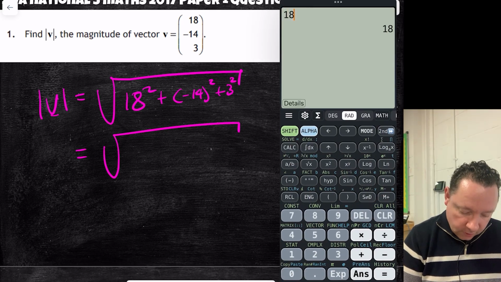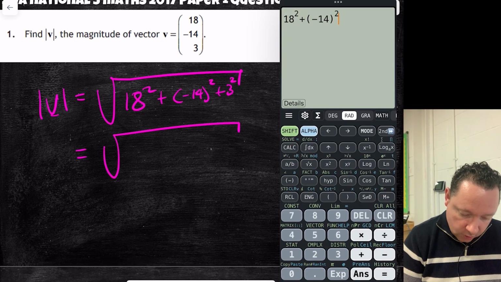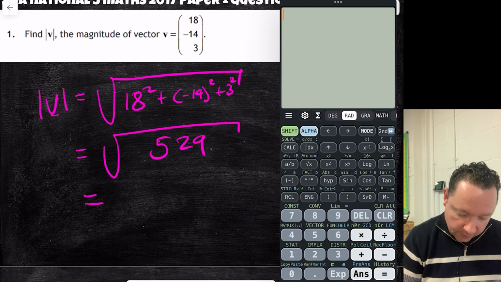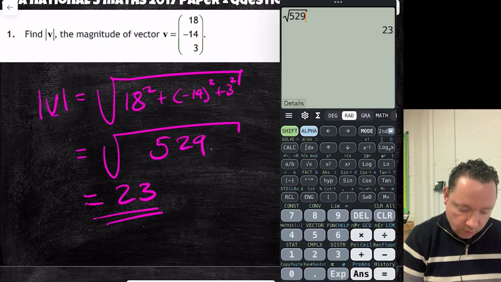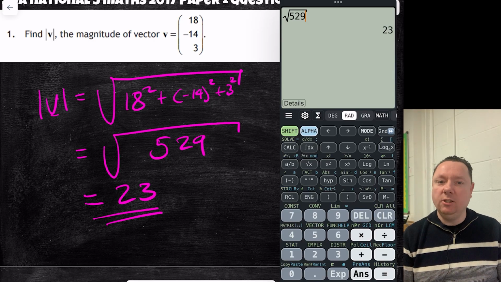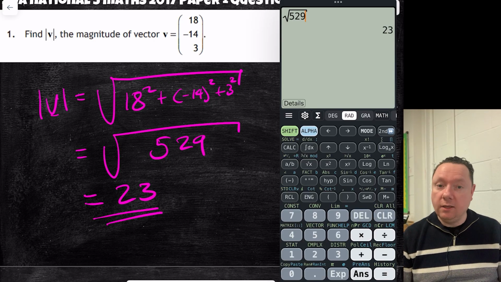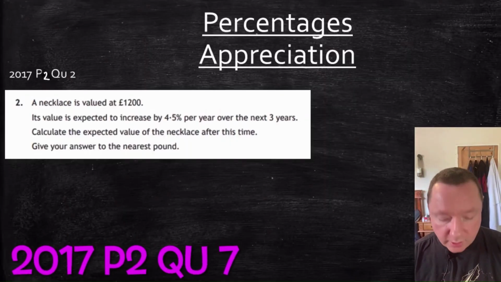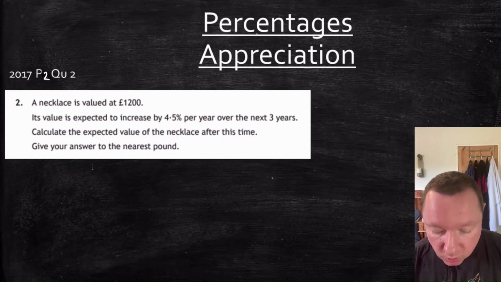That equals the square root of... I've got 18 squared plus bracket minus 14 squared plus 3 squared. That's 529. So I do the square root of 529 in my calculator, which is 23 exactly. Now, if you wanted to do it all in one go, you could use brackets in the square root sign, but it's probably easier for you just to work out your number under the square root sign first, then square root your answer.